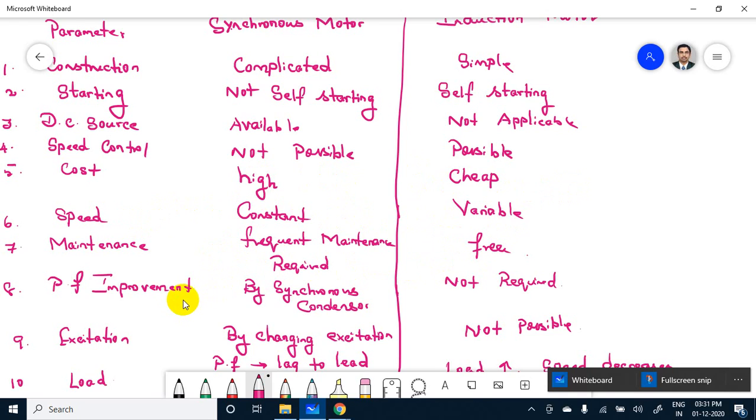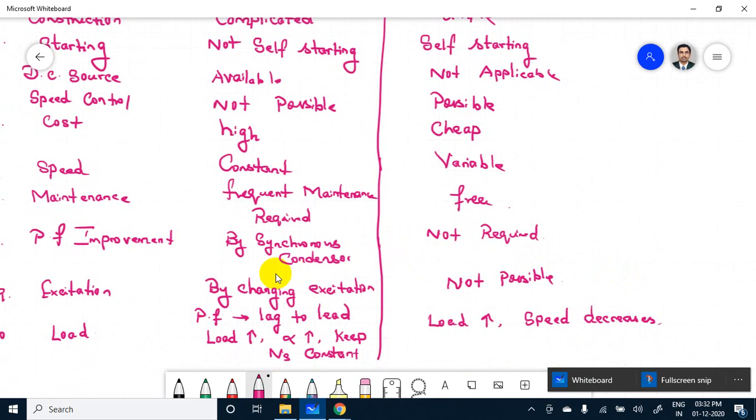Power factor improvement. How to improve the power factor in the synchronous motor? By introducing the synchronous condenser, that is nothing but a synchronous capacitor. But in the induction motor, a synchronous capacitor or synchronous condenser is not required.